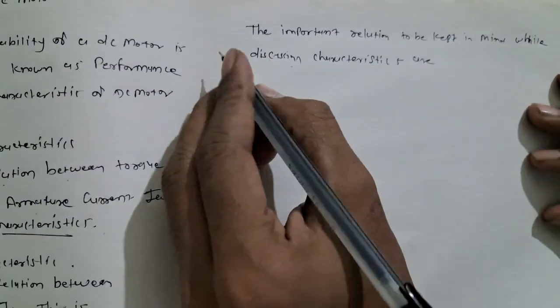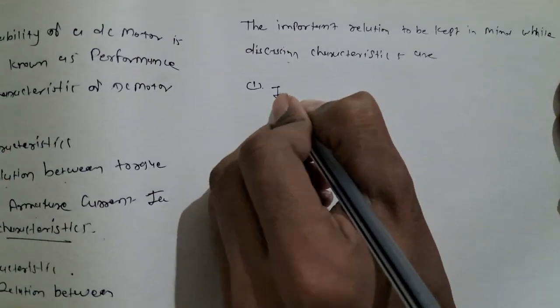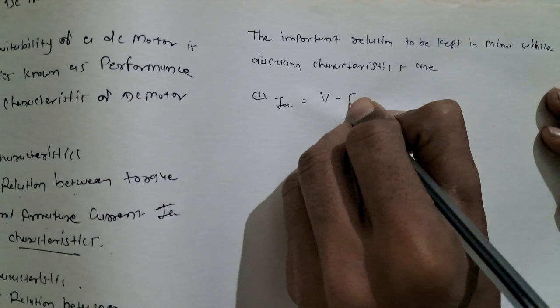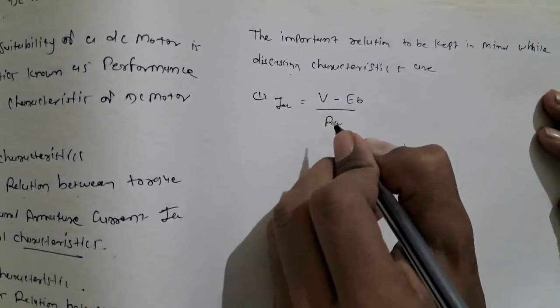the first is Ia is equal to V minus Eb upon Ra.